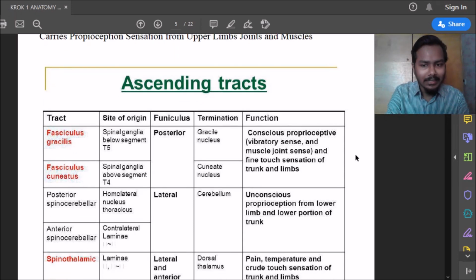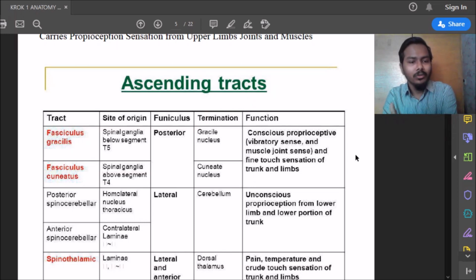Fasciculus gracilis and fasciculus cuneatus have their site of origin at T5 to T4. Fasciculus gracilis and fasciculus cuneatus are both in the posterior funiculus. The fasciculus gracilis terminates in the gracilis nucleus, and the fasciculus cuneatus terminates in the cuneate nucleus. These help in proprioceptive function and fine touch sensation of the trunk and limb muscles.